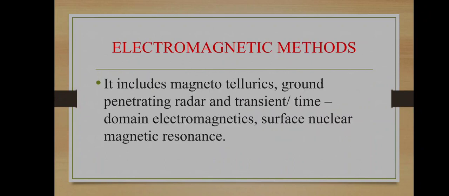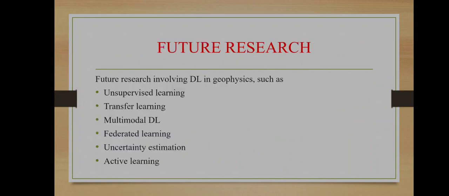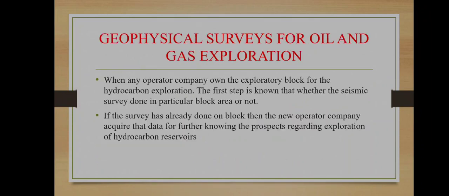The next one is the electromagnetic method. It includes magnetotellurics, ground penetrating radar, transient time domain electromagnetics, and surface nuclear magnetic resonance. So what is the future research? It involves deep learning in geophysics, such as unsupervised learning, transfer learning, multimodal deep learning, federated learning, uncertainty estimation, and active learning.